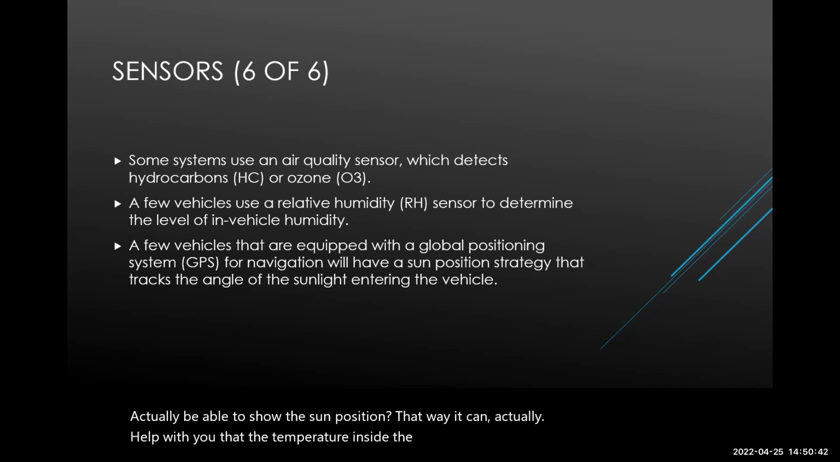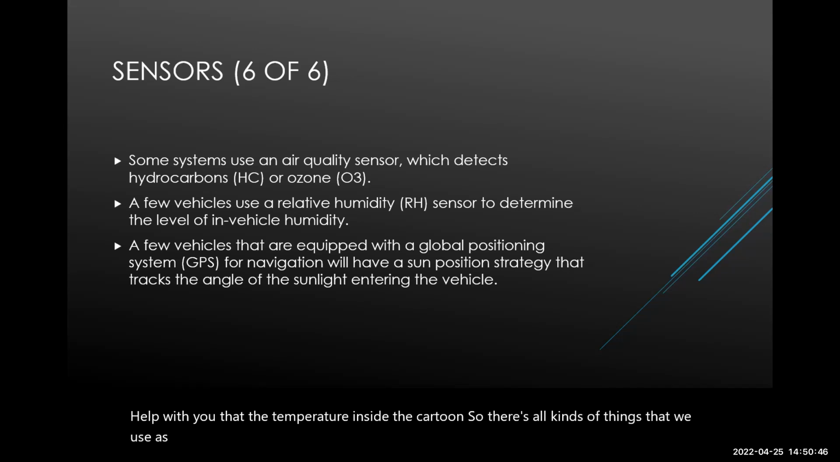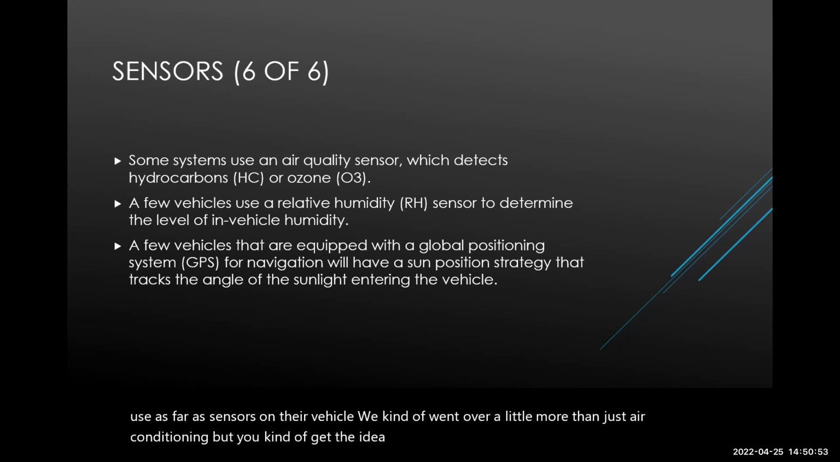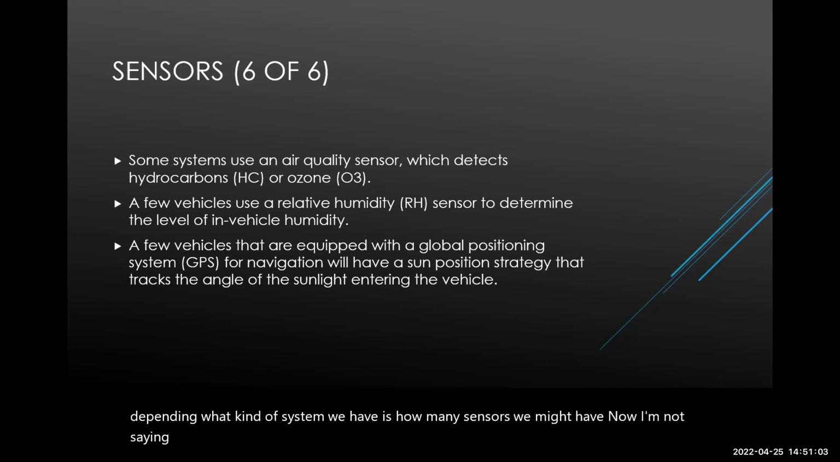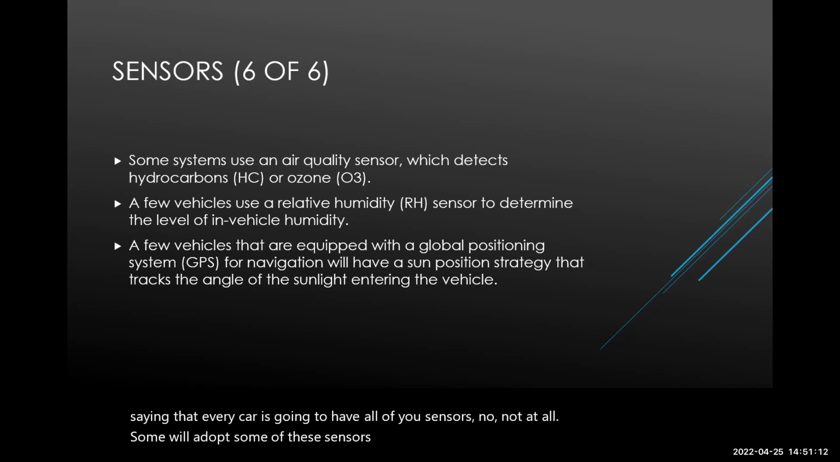So there's all kinds of things that we use as far as sensors on a vehicle. We kind of went over a little more than just air conditioning, but you kind of get the idea. There's a whole lot of sensors on the vehicle, and depending what kind of system we have is how many sensors we might have. Now, I'm not saying that every car is going to have all of these sensors. No, not at all. Some will adopt some of these sensors and some will not.